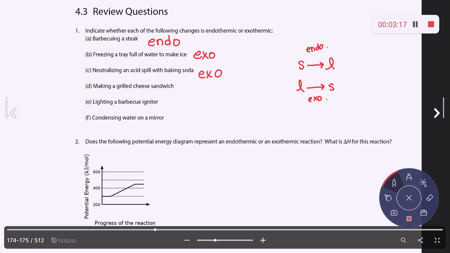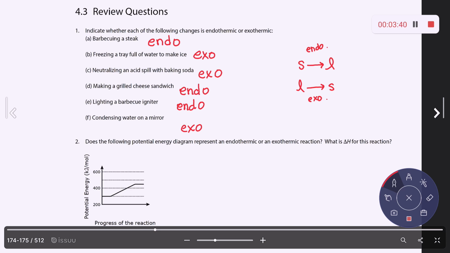Making a grilled cheese sandwich. Endo. Lighting a barbecue igniter. Exo. Endo. Endo, because doesn't it take a spark? Does that make sense? Okay. Condensing water on a mirror. Exo. Yeah. Okay. Any questions on those?